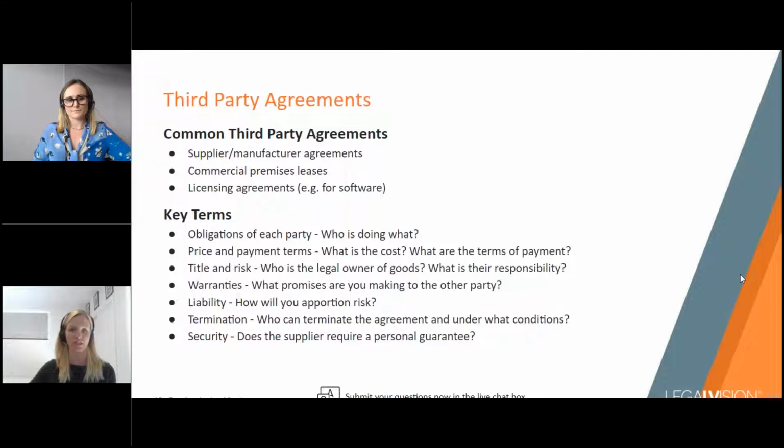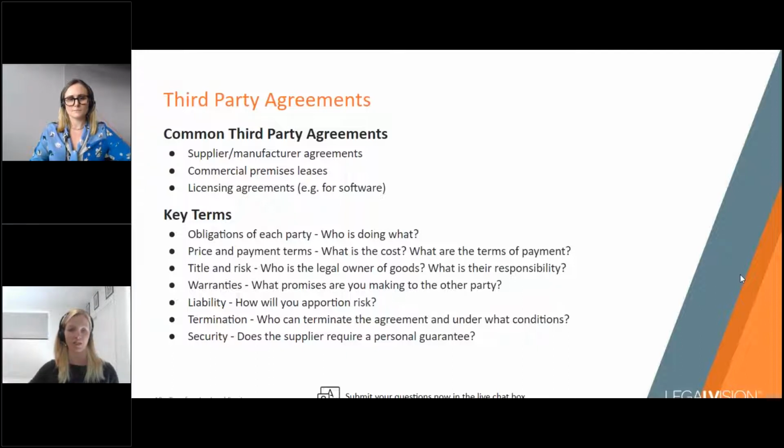Liability. Where does the risk sit and how is it apportioned? So how much can you recover from the other side if something goes wrong, the goods are faulty or damaged? And what can the other side gain from you, or how can they come after you if something goes wrong at your end under the agreement?